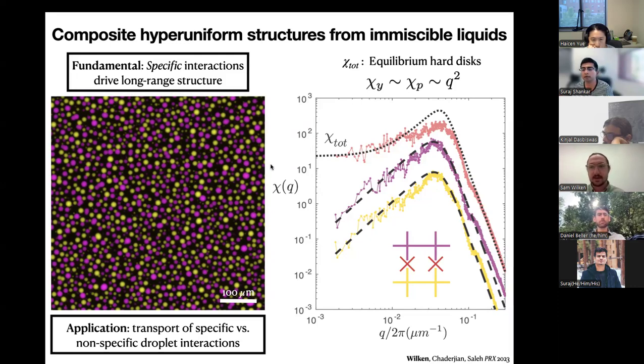And so that, yes. Can I ask a question over here? Yeah. So if I understood correctly, the two components of the system, which you show in purple and yellow, are both individually, separately hyperuniform.